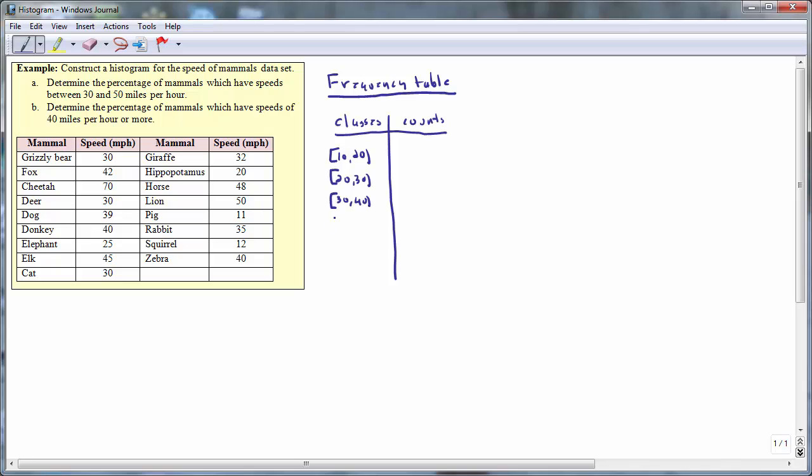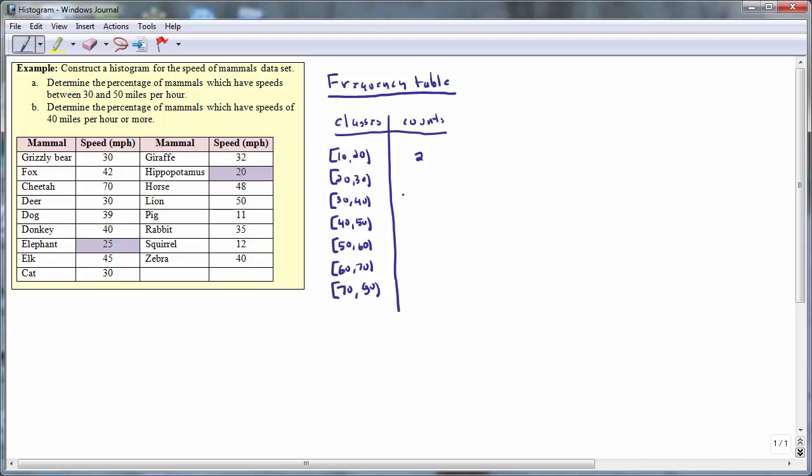30 to 40, 40 to 50, 50 to 60, 60 to 70, and finally 70 to 80. And now I'm ready to count the number of mammals that are in each of those classes. So my first class would be between 10 and 20, including 10 but not including 20. And I have two animals in this class. The pig, which can run 11 miles per hour, and the squirrel, which can run 12 miles per hour.